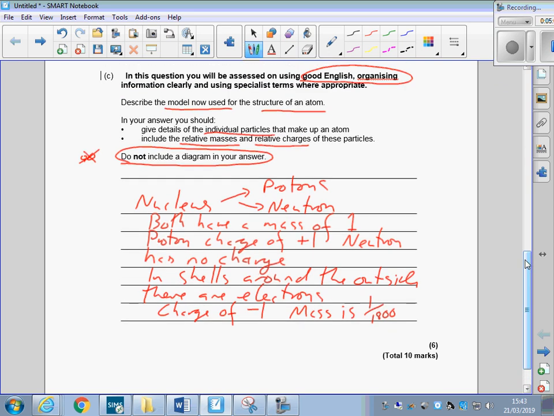Okay, so have we given everything? Have we explained everything? We've described the model. We've given the names of individual particles. We've said where they are. And we've also given their masses and their charges. So yes, we've covered everything that they've asked for.